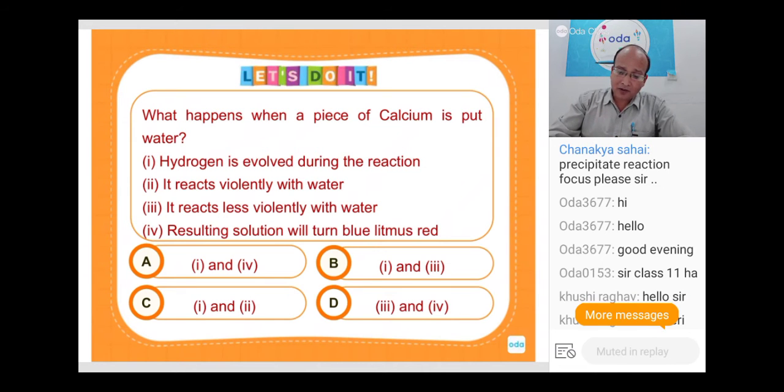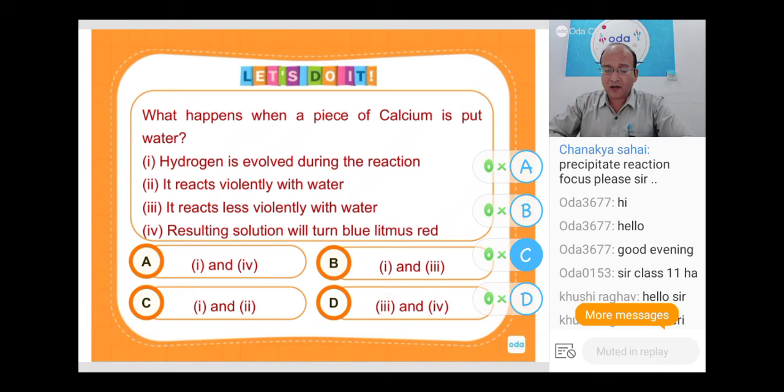Just solve this problem. This is all based on the reaction of calcium with water. Just now we discussed it in the last slide. So what should be the answer? Do it quickly. What happens when a piece of calcium is put into water? If we put a piece of calcium in water, what will happen? Hydrogen evolution will happen. Just quickly answer it. I can see many of you answering. Very good guys. Keep answering like this throughout the session.